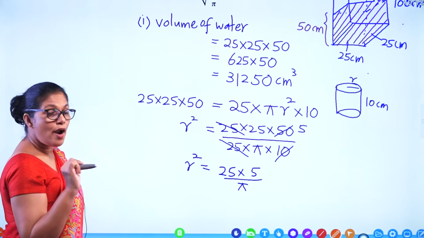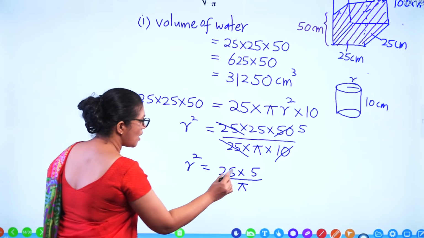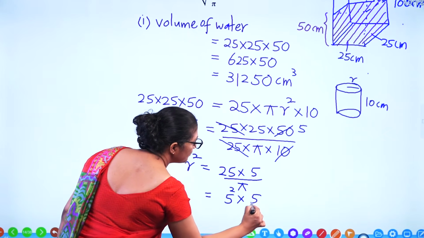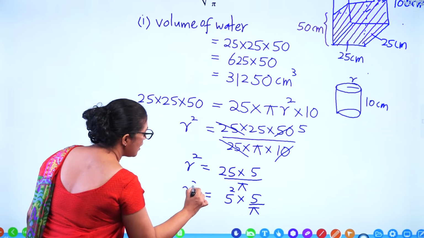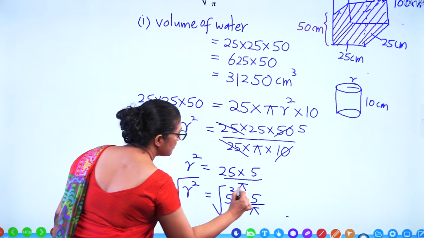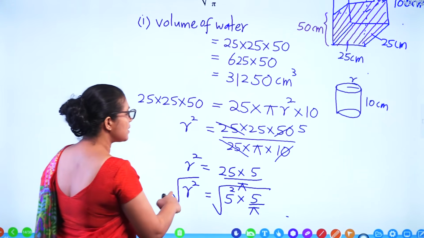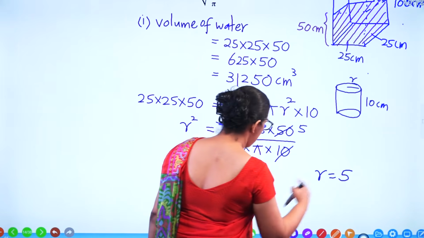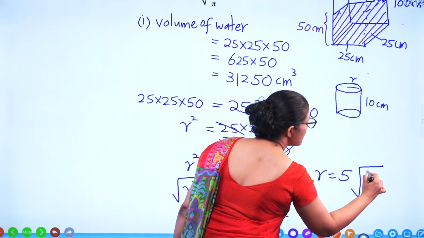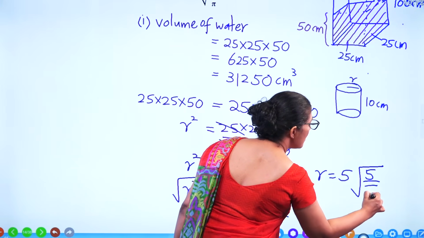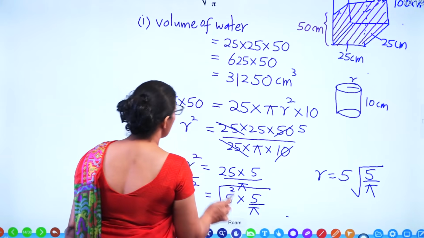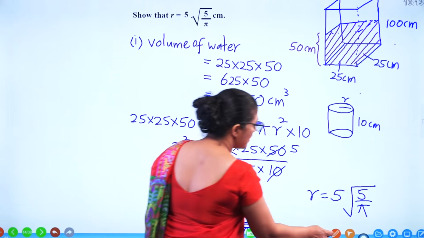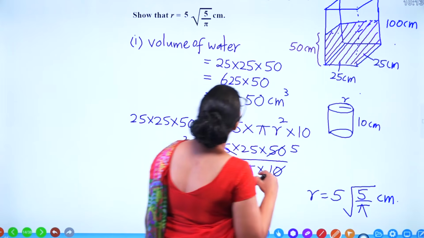Now when you take square root, what happens? Now I can write 25 as 5 squared. When you take square root on both sides, what is r? r becomes, this squared term becomes 5 here, and this value inside the square root, 5 over pi. So that's what you have to show. r equals 5 times the square root of 5 over pi, that's in centimeters. So that's the other part.